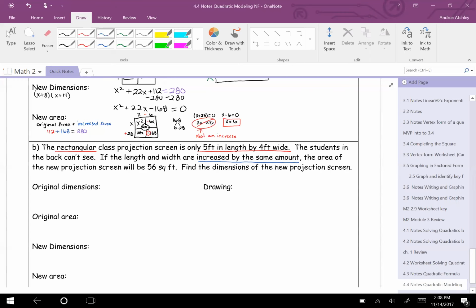Okay. Jacob M. What did you underline? There's one more thing. We already got that underlined. Very good. We should know the area of the new projection screen will be 56 square feet. And what are they asking us for, class? Very good. Highlight that. Find the dimensions of the new projection screen.